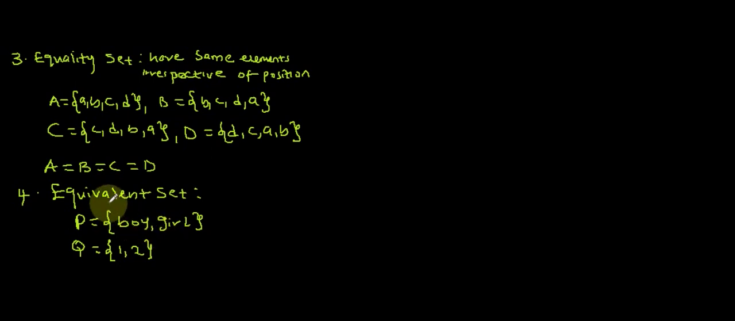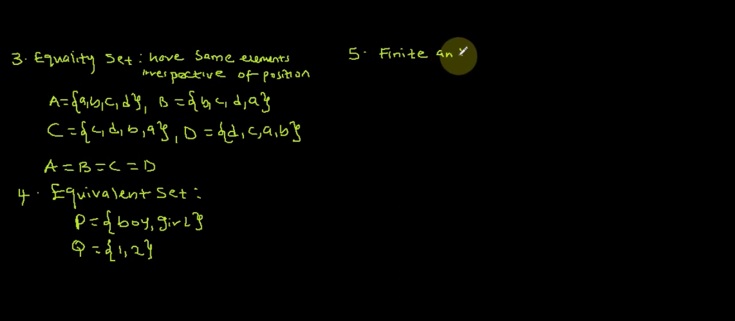Now, what this equivalent set is trying to say, let me explain it in a simpler term. If the two given sets have the same cardinality, have the same number of elements, we call them equivalent sets. Now, set P has two elements, which is boy and girl. Set Q has two elements, which is 1 and 2. So we can say that set P is equivalent to set Q. If they both have 3 elements each, we can say that set P is equivalent to set Q. The fifth term I would like us to have knowledge about is what we call finite and infinite sets.